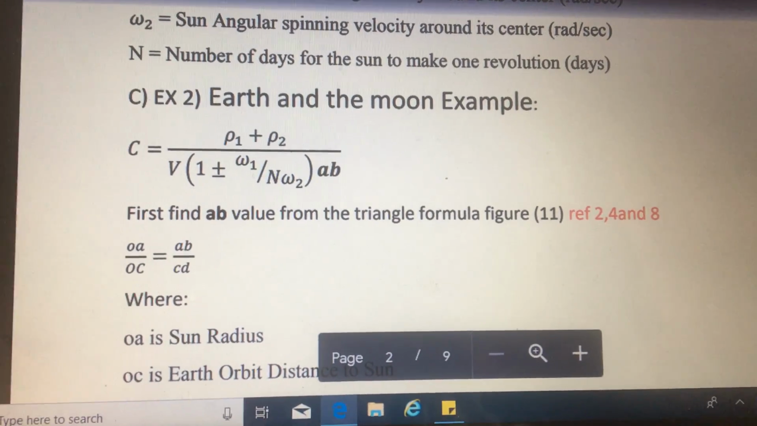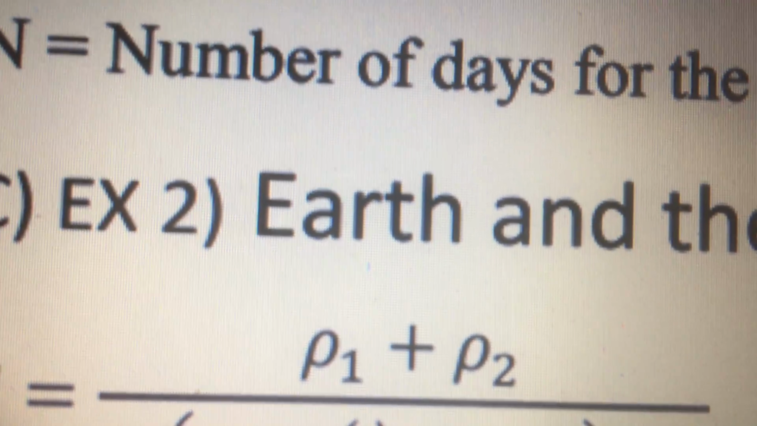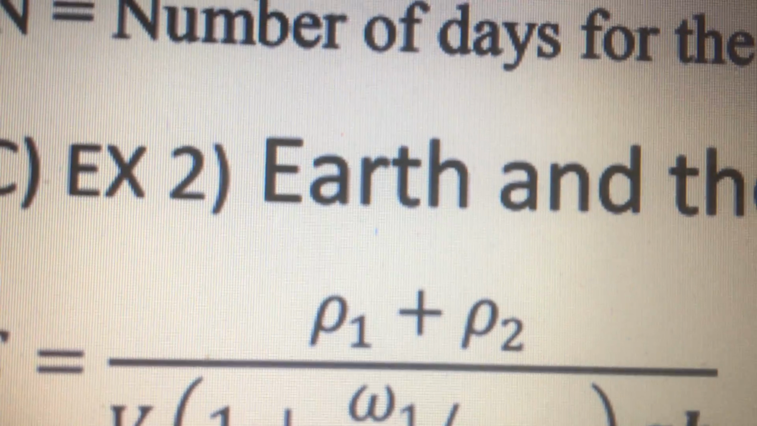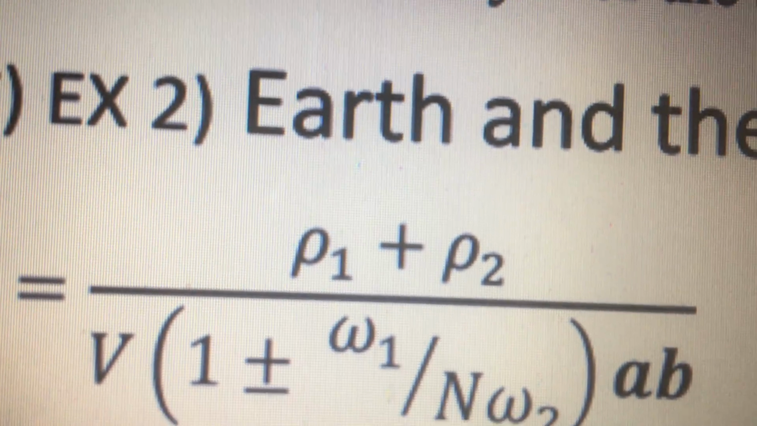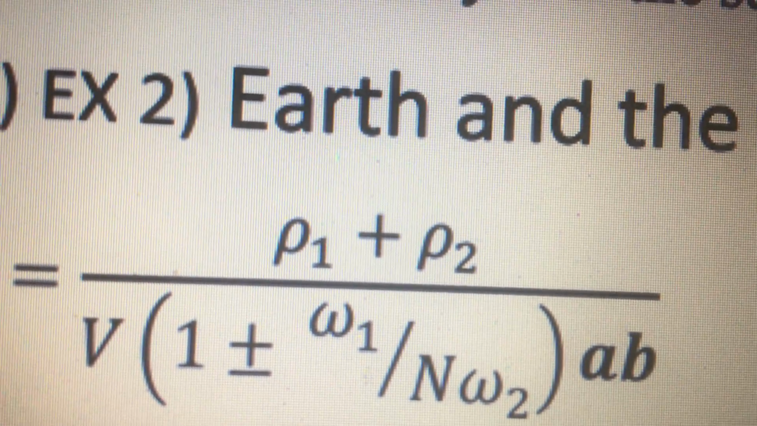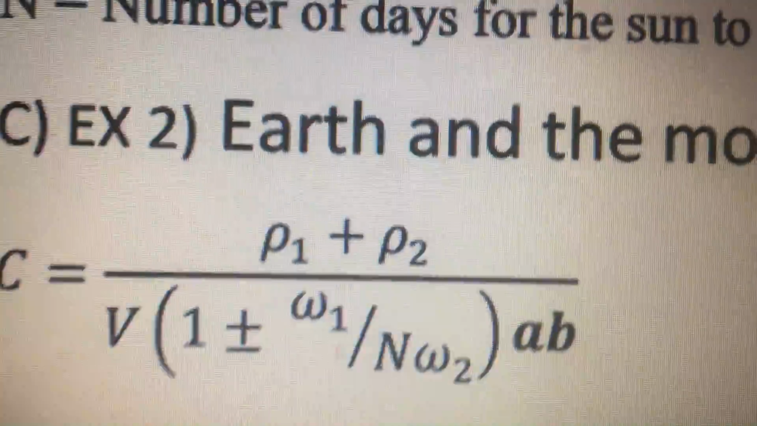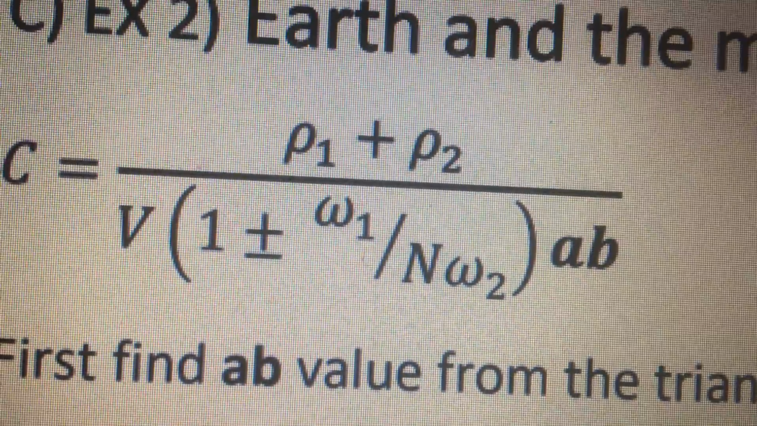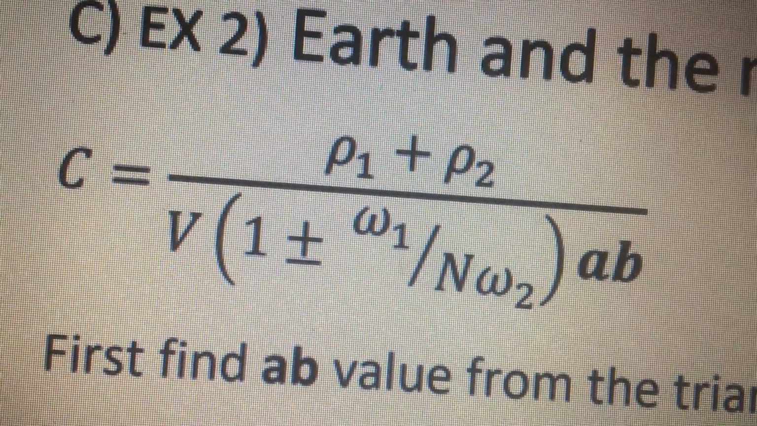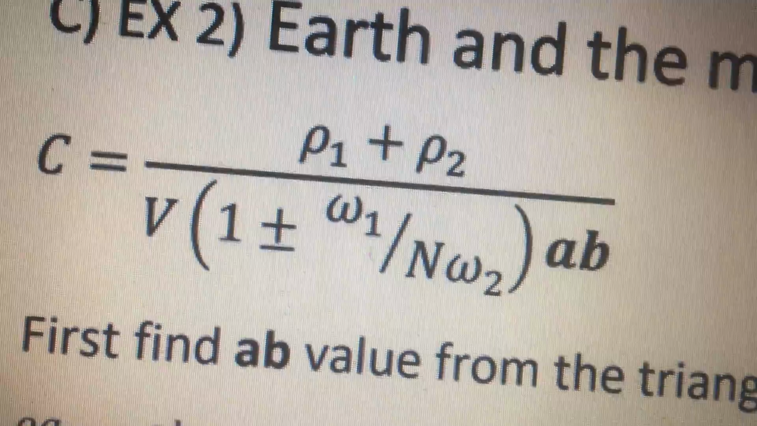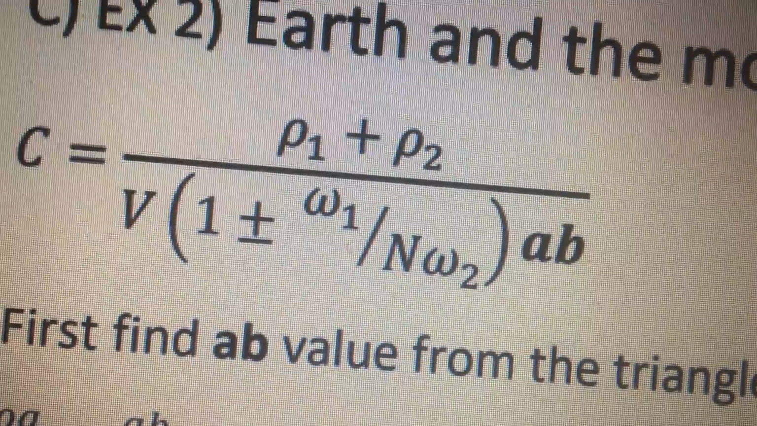Before, it was just Venus, one planet. So right here in the top we have rho 1 plus rho 2, but in Venus we had just rho because we don't have a moon. With the Earth and the Moon we put in the top rho 1 plus rho 2, meaning Earth density plus Moon density, and at the bottom you see V, W1 plus or minus W1 over N W2 multiplied by the distance AB.